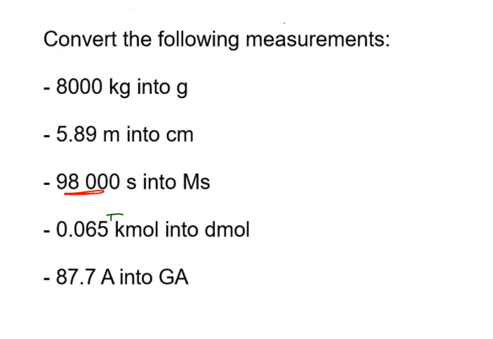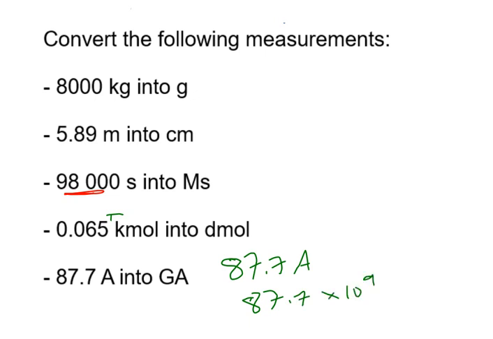Giga. What's the number for giga? A giga is 10 to the 9. Okay, so what we could do is say that we had 87.7 amps. And if I wrote it with a giga, though, it's not 87.7 times 10 to the 9, because we're trying to go the other way.